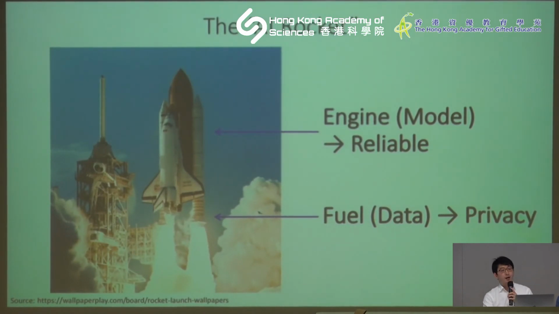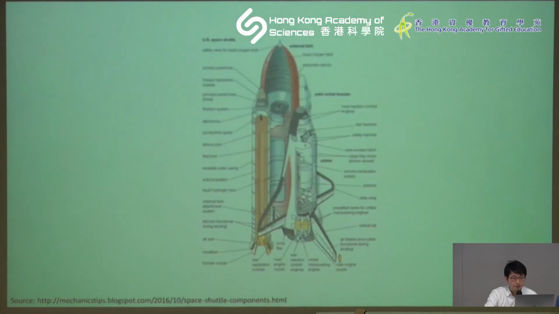Okay, so that's the data part on privacy, and also the model part on reliability or robustness. Next, I'm just going to quickly go through some other examples to show other security issues, or how to spoof machine learning into doing something unintended.